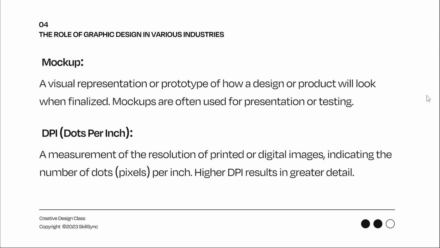We also come to DPI. DPI is dots per inch. It's a measurement of the resolution of a printed or digital image, indicating the number of dots. When you talk about dots, we are talking about pixels. A pixel is just a square made up of only one color. So every image you see is made up of pixels, which means it's made up of squares with one color. The more squares you have, the nicer the picture becomes. So the higher the DPI, the greater the details.